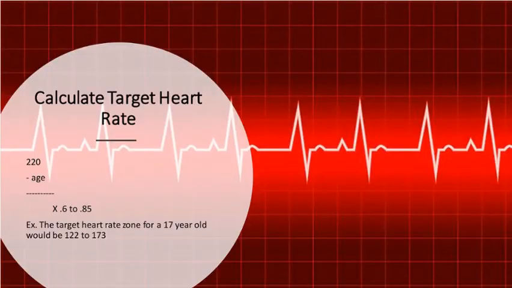So right now, I want you to calculate your target heart rate. You do this by getting 220 minus your age, and then you are going to times it by 0.6 and 0.85. So if you are 17 years old, you're going to do 220 minus 17 and take that number and times it by 0.6 to 0.85, and you should get 122 to 173. Calculate it now and copy it down on your note sheet in Schoology. And please pause the video if you need extra time to calculate this.